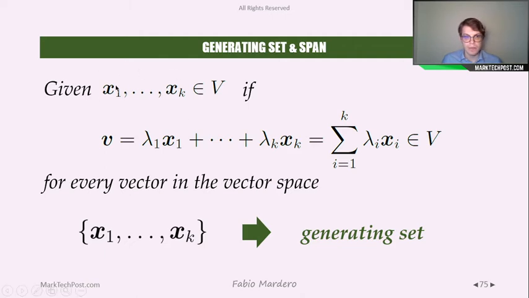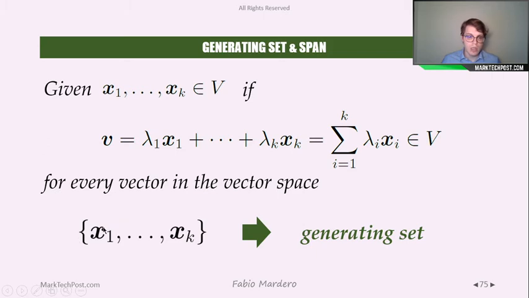Now, if we take k vectors, we can build a linear combination that represents every vector in V. So we can write this equation for every v in our vector space. Then this set x1, ..., xk is said to be a generating set. Given those k vectors, we can define every vector in the vector space. Pretty powerful condition.